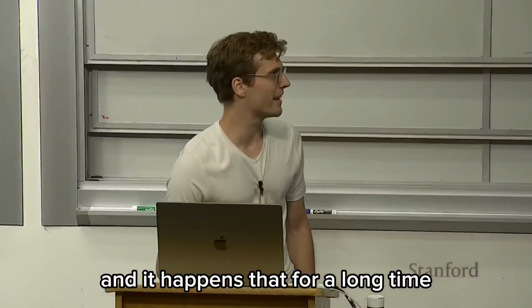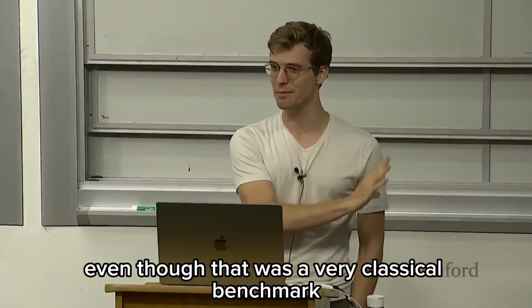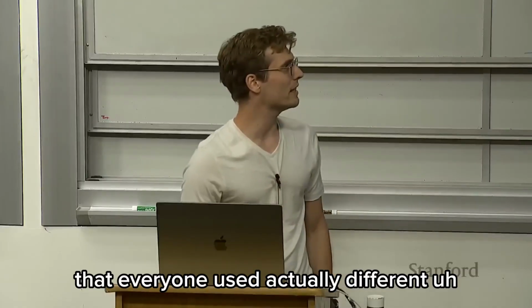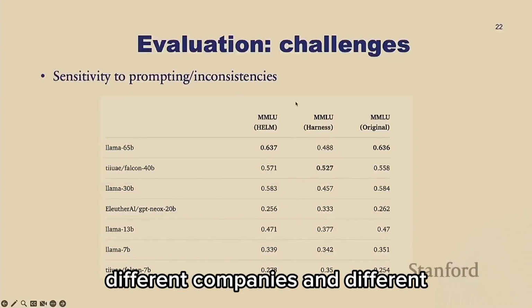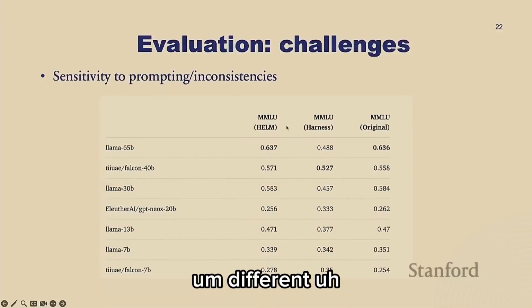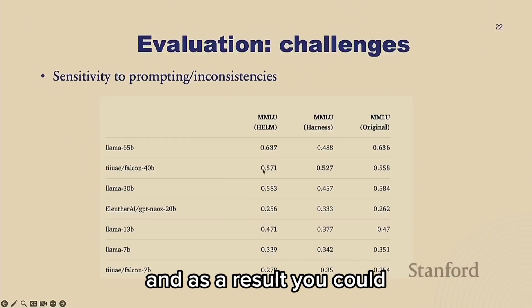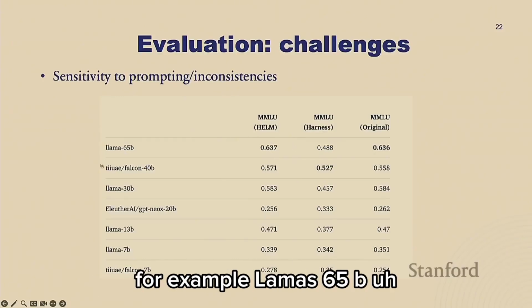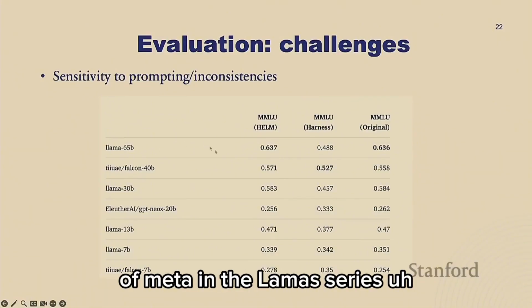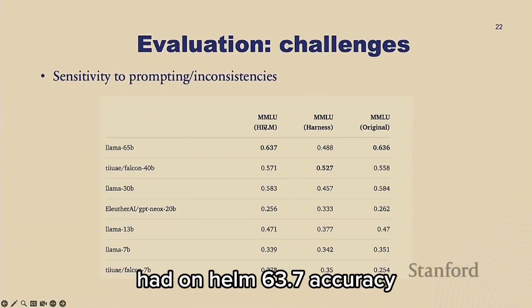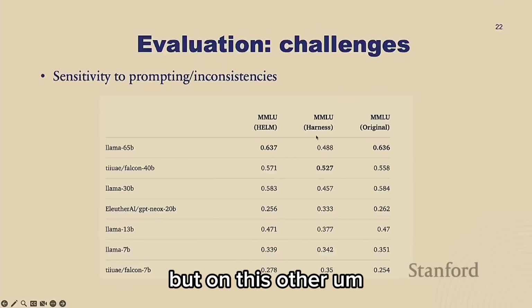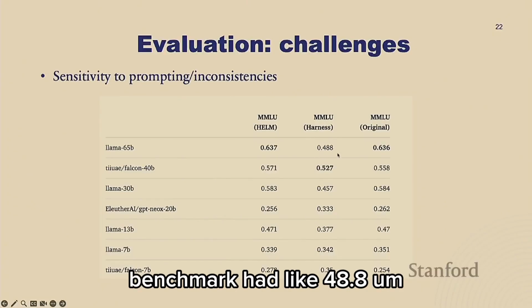It happens that for a long time, even though that was a very classical benchmark that everyone used, different companies and different organizations were actually using different ways of evaluating MMLU, and as a result, you get completely different results. For example, Llama 65B, which was the first model of Meta in the Llama series, had on Helm 63.7 accuracy, but on this other benchmark had like 48.8.